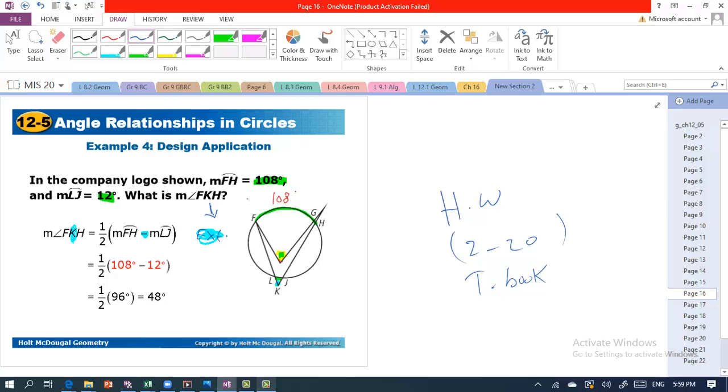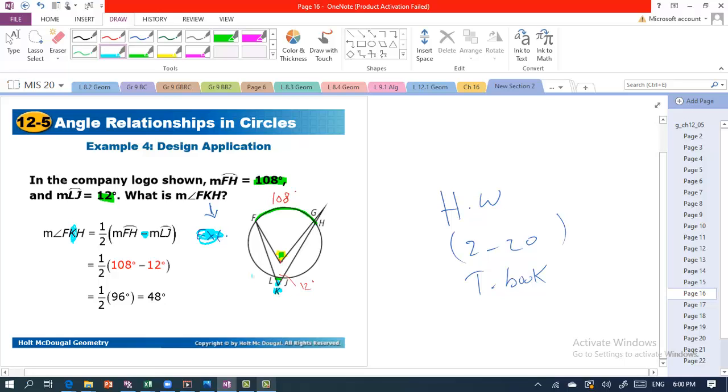So here, in the company logo shown, measure of arc FH is 108 as it is given, and the LJ arc is given as 12. What is the measure of the arc FKH? It's the logo of a company. FKH, it means the angle K. As you can see, I made it here blue. Definitely it's an external angle or exterior angle, and we have two intercepted arcs. One of them is 108, the other one is 12. Here it's 12 degrees, and then we can find the measure of the angle K.